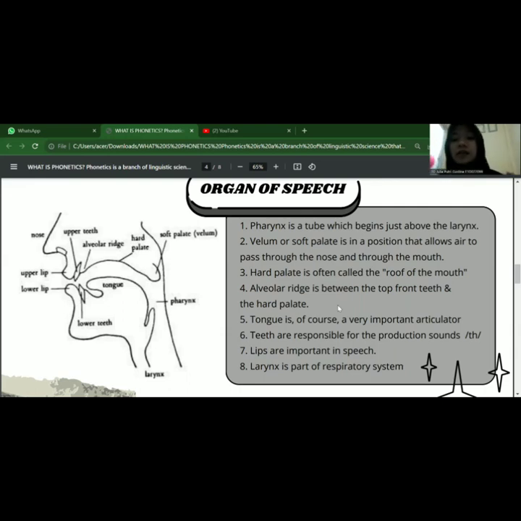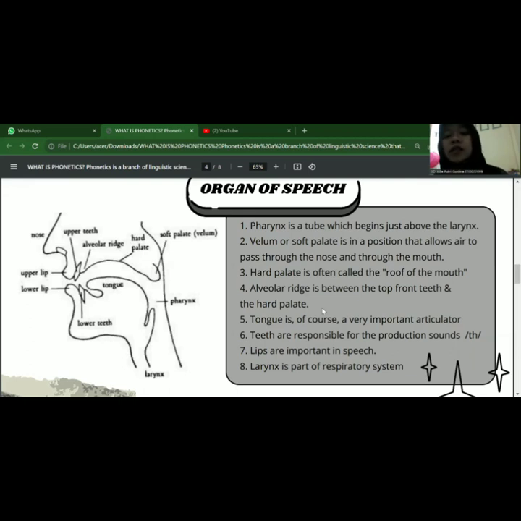And the next one is the tongue. The tongue is of course a very important articulator. We can feel any taste, we can feel anything because we have a tongue. And the next one is the teeth, which are responsible for the production of sounds. The teeth are important too because we can eat anything because we have teeth.